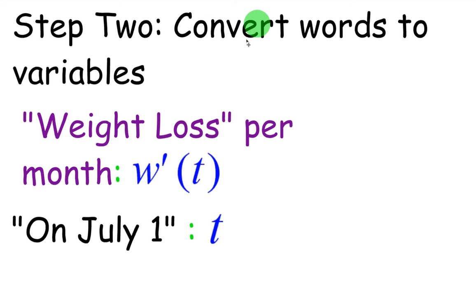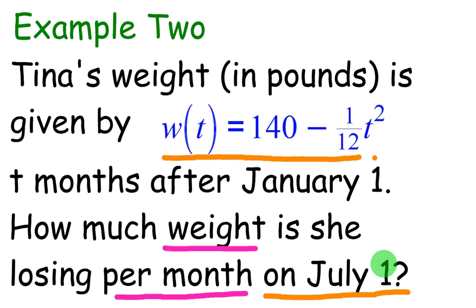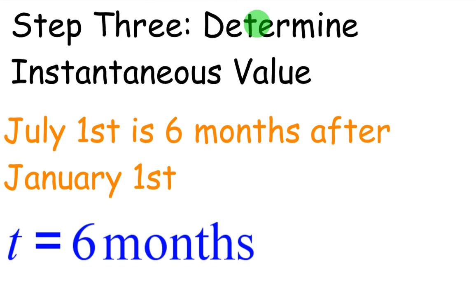So W prime of t would be her weight loss per month, and July 1st would be our t value. So we need to figure that out, right? But the problem said it started at January 1st. Whoops, that's a previous example. So we just need to figure out how many months go by from January 1st to July 1st. So it's 6 months actually. So t is going to be equal to 6. That's your step 3, determining your instantaneous value. Very important there.